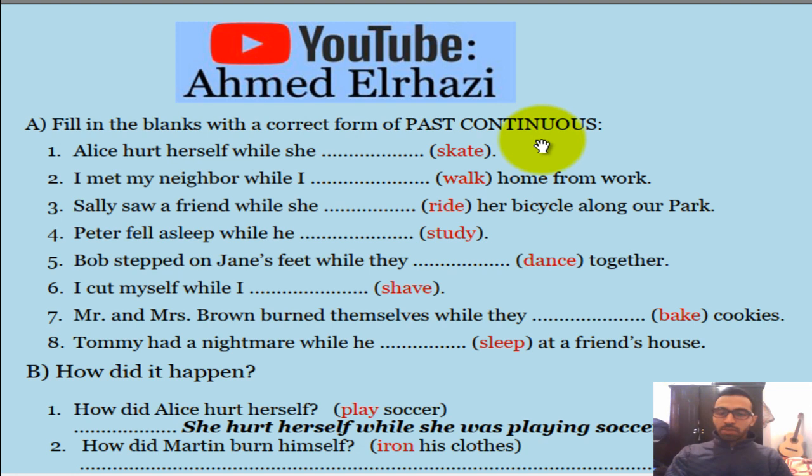Just to remind you, the past continuous with he, she, and it, we use was plus verb plus ing. With I, you, we, and they, we use were plus verb plus ing. Okay? I were, you were, he was, she was, it was, we were, you were, they were. This is verb to be in the past.